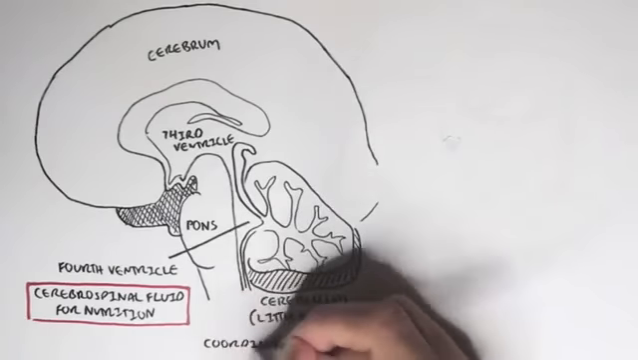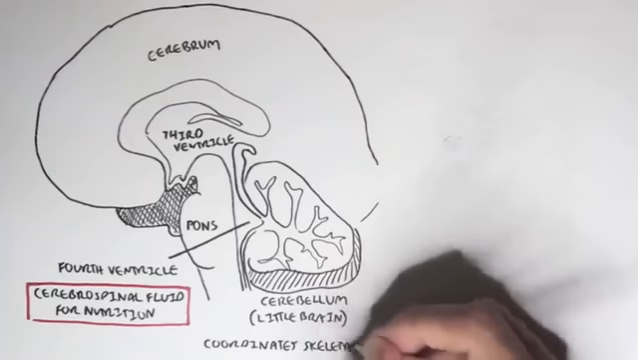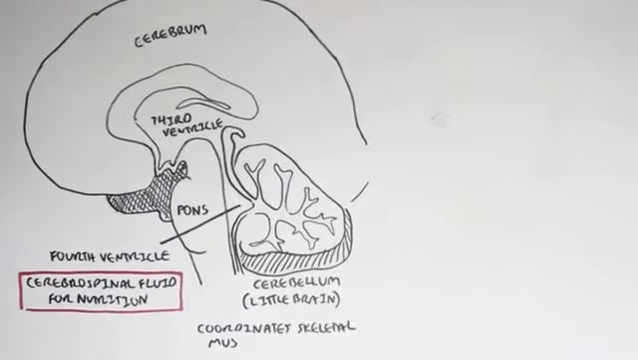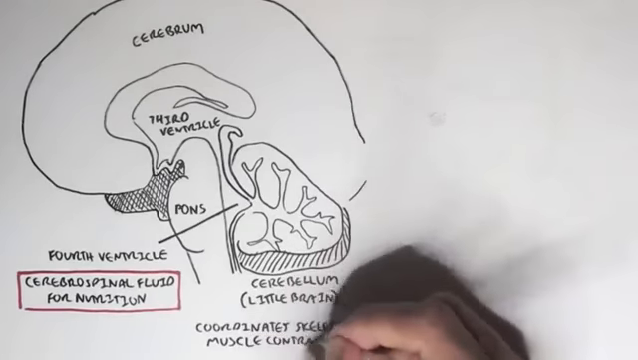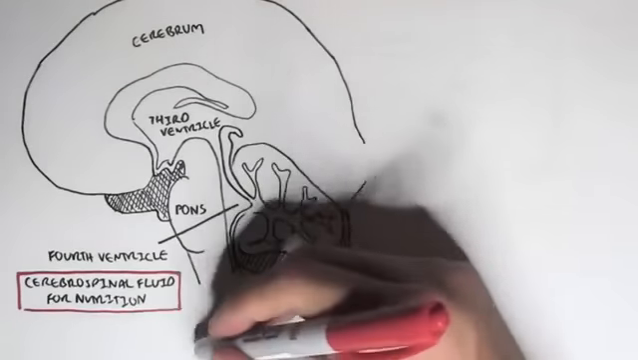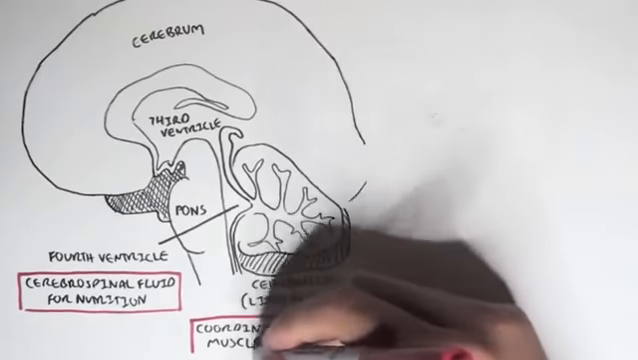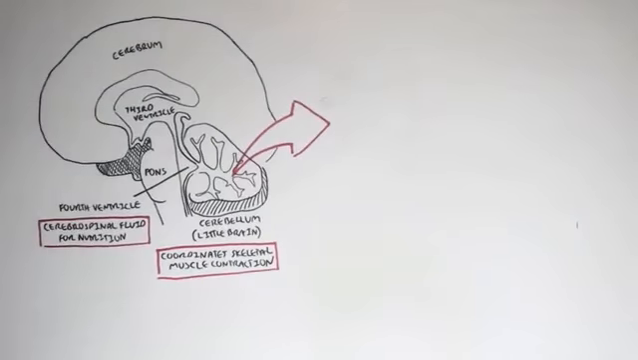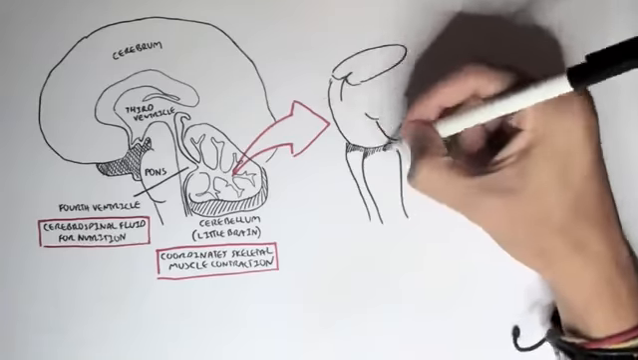near the thalamus. Now, the cerebellum, its main role in our body is to coordinate skeletal muscle contraction so that it's precise, so that we don't fall down. So it basically helps us coordinate our movements. So let's have a closer look at the cerebellum and have a closer look at the anatomy.